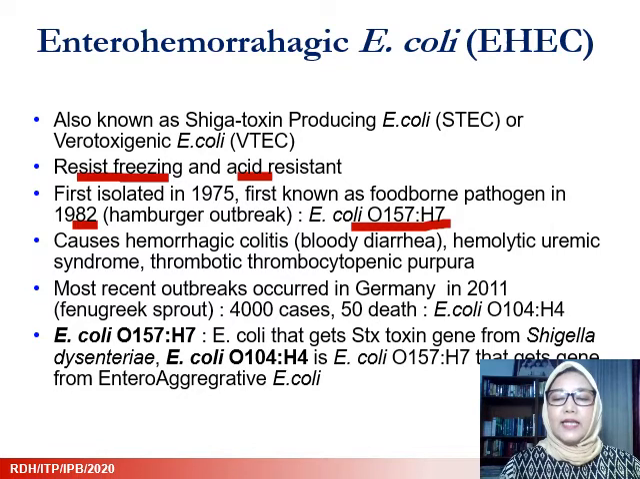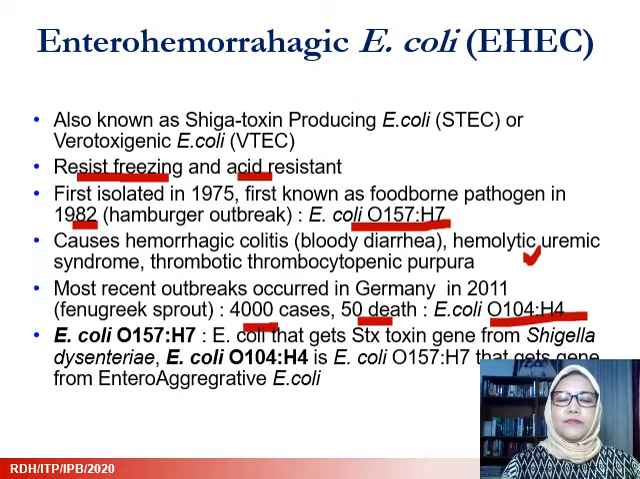I have mentioned previously that this bacterium caused illnesses more severe than any other E. coli, and the most recent outbreak occurred in Germany in 2010, involving 4,000 illnesses with 50 deaths due to E. coli O104:H4. It is now known that E. coli O157:H7 is an E. coli that got the STX toxin gene from Shigella dysenteriae, while E. coli O104:H4 is an E. coli that gets genes from enteroaggregative E. coli.